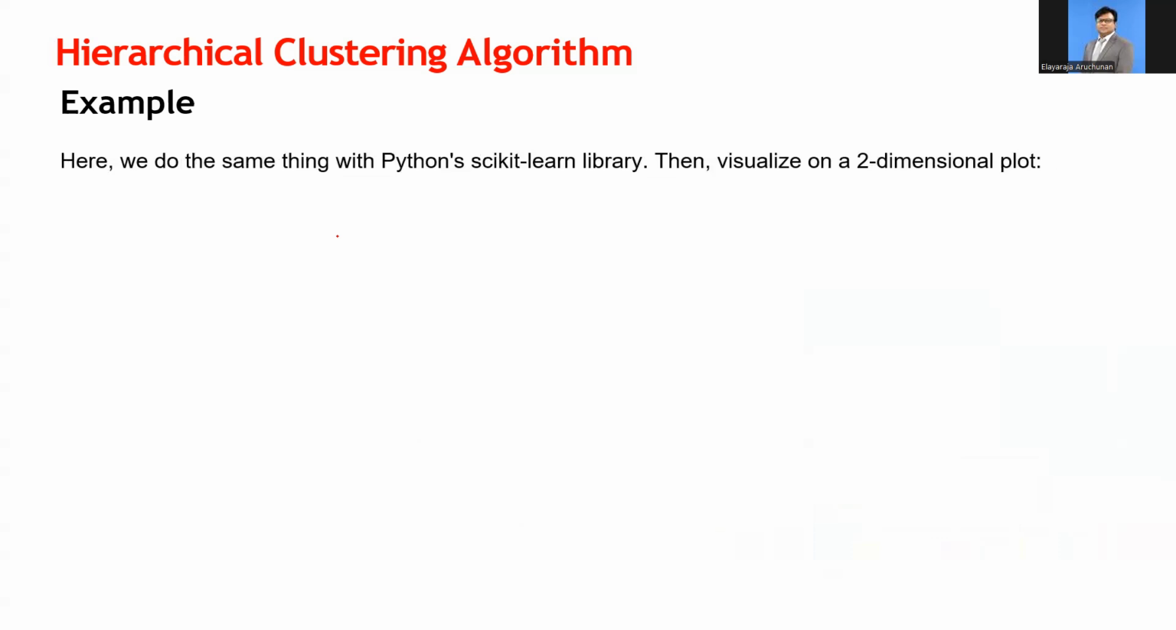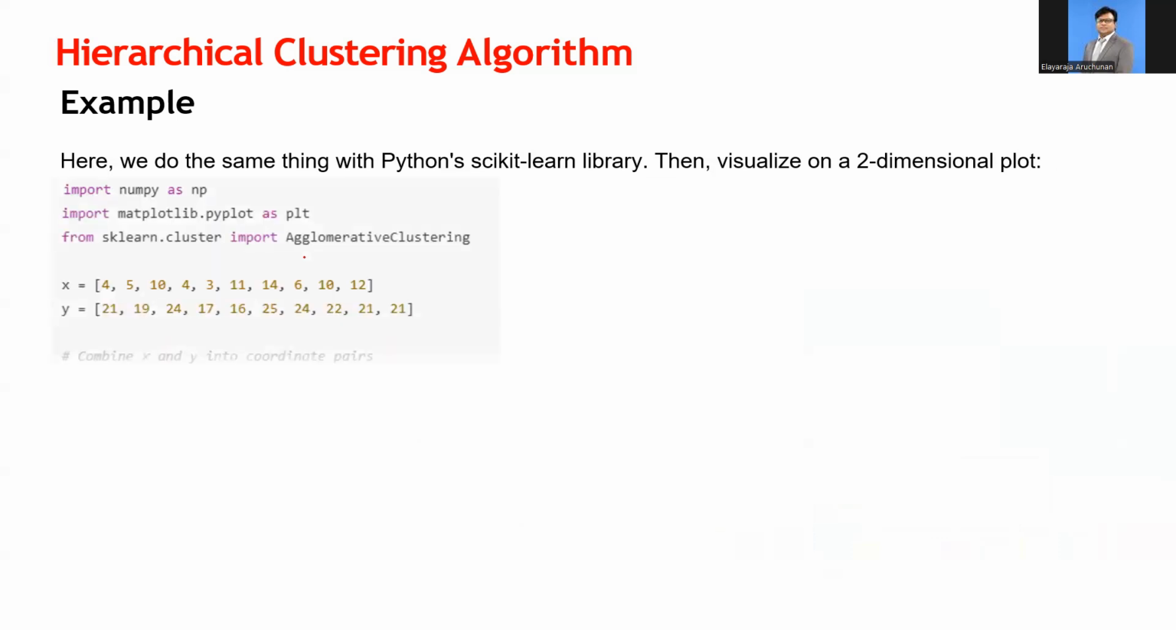Now next, we're going to do the same thing with the Python scikit-learn library, and visualize it on a two-dimensional plot. In order to do that, you need to write again import numpy as well as import the matplotlib library. And then we add from sklearn, or scikit-learn, dot cluster import AgglomerativeClustering. So you're going to add that.